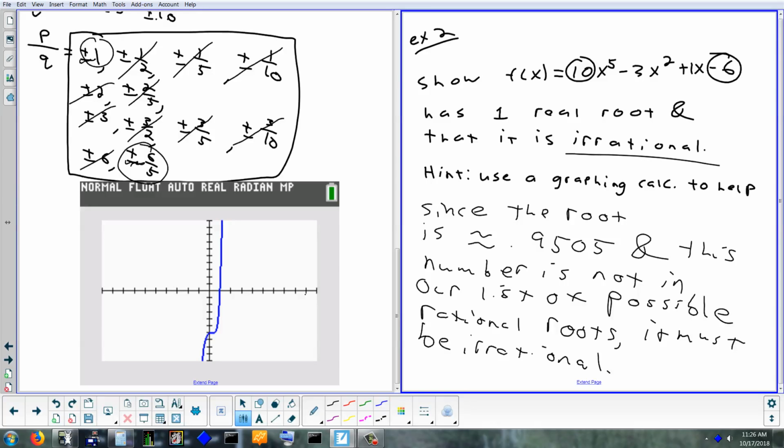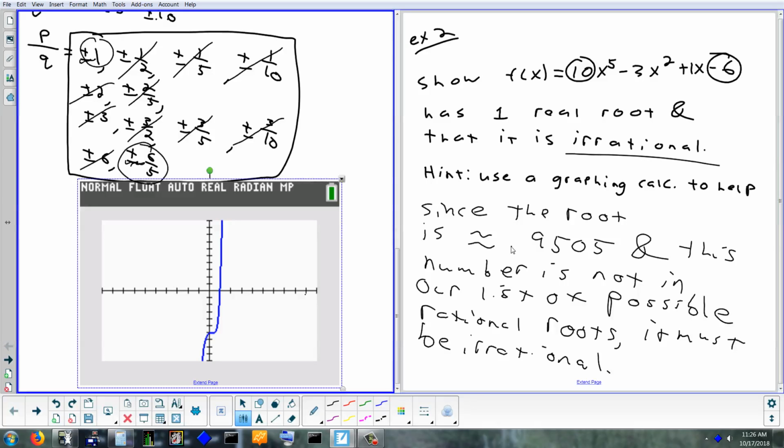How could you get 0.9505 by hand? That would be another question. That's a little tough. Probably couldn't do this kind of problem by hand at this point. Okay. In this one, obviously, we didn't get any numbers in this list, so none of these possibilities actually work. So we'll do something with that in a little bit. Okay, so that's the idea of the rational root theorem. Any questions on that?